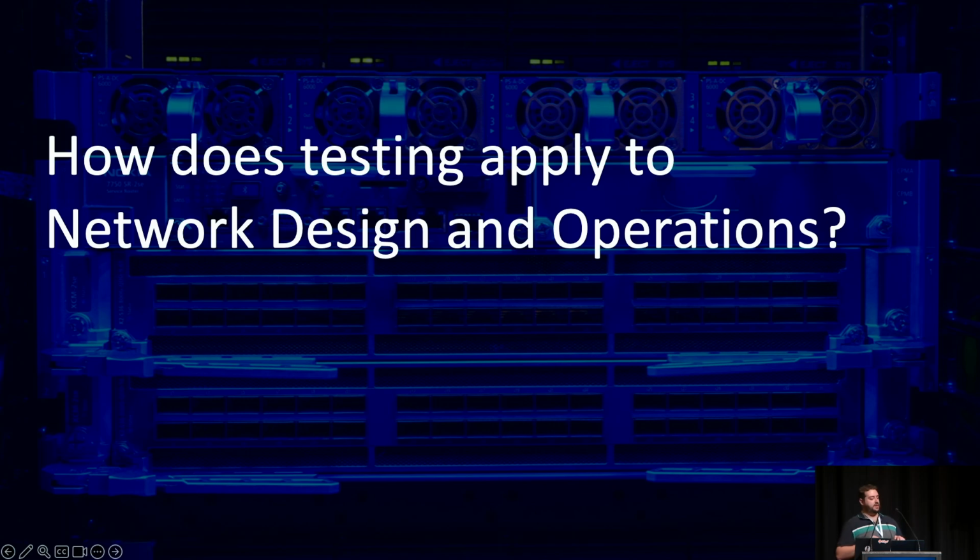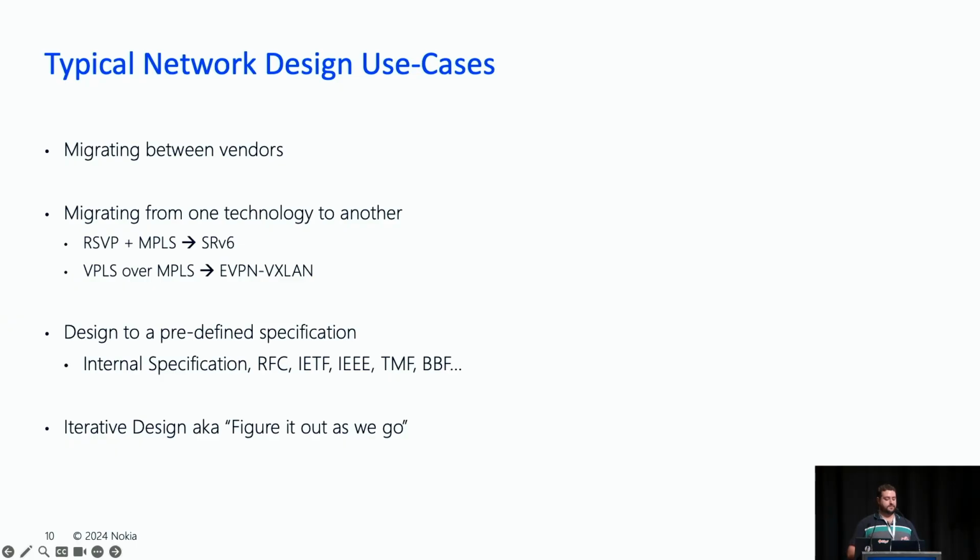So how does this apply to network design and operations? Well, let's look at some typical network design use cases. Say you're migrating between vendors. Yes, RFCs and other standards are written, but they're obviously open to interpretation, as I'm sure many of you have found. So if you can test the inputs to your device on one vendor and the inputs to your device on the other, in theory, they should have the same output.